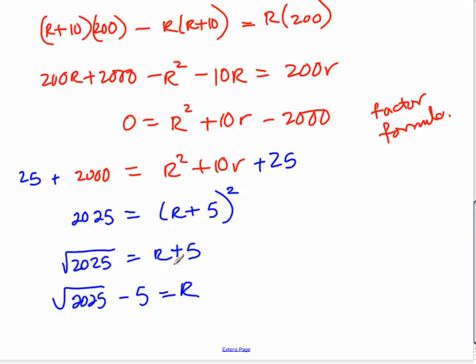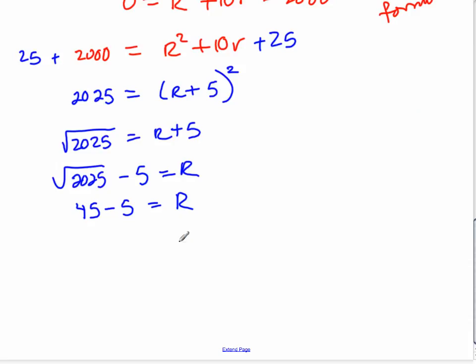Okay, let me see if my calculator gives me something for that. Square root of 2025. Okay, where's my square root button? Square root 2025. 45 comes out exactly even. So this is 45, take away 5 equals r. So r is equal to 40.